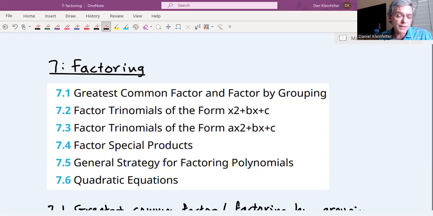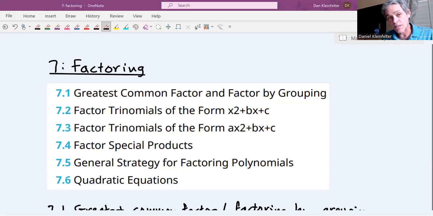7.5 sums it all up. And we come up with a general strategy for factoring polynomials and see some examples. Section 7.6, we shift away from expressions and start working on equations. And we use factoring as a technique for helping us solve certain kinds of equations. So that's basically where we're headed.